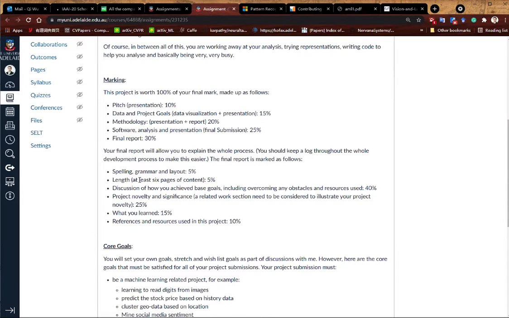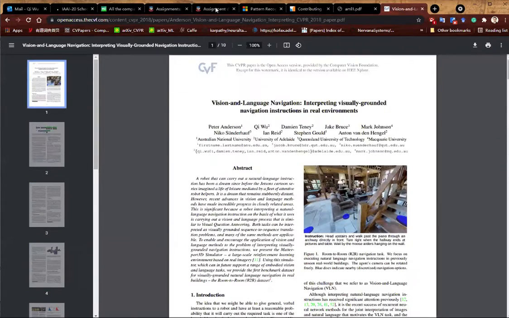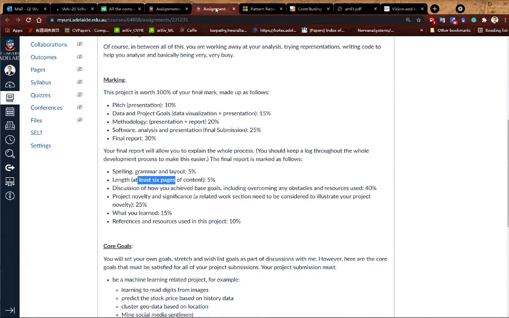And at least 6 pages of the content. I see the 6 pages, at least 6 pages. I see this version. I see the CVPR format. Okay, if you don't use this format, then we will check whether it's the right amount of content.